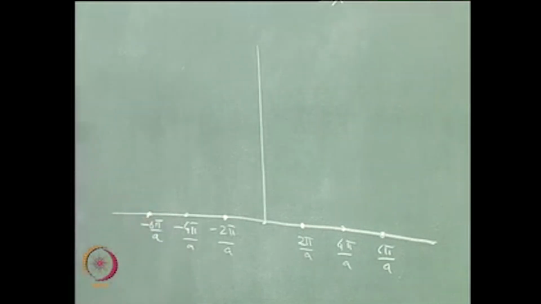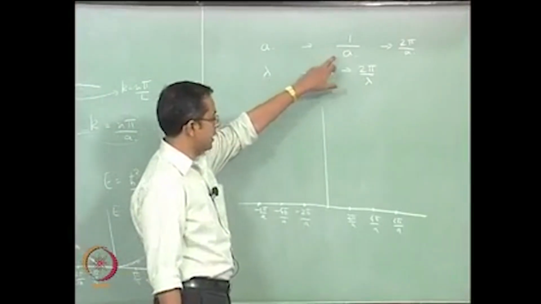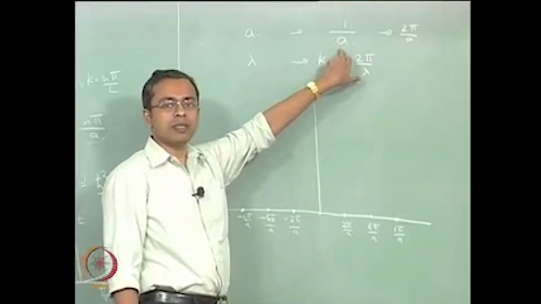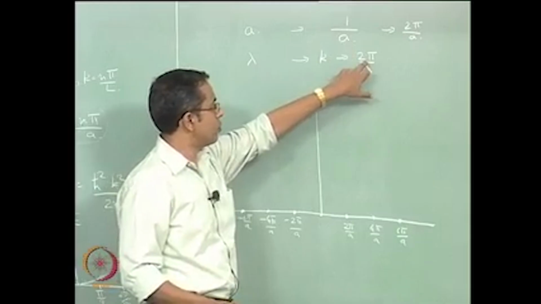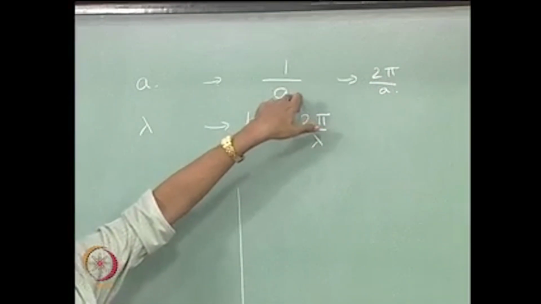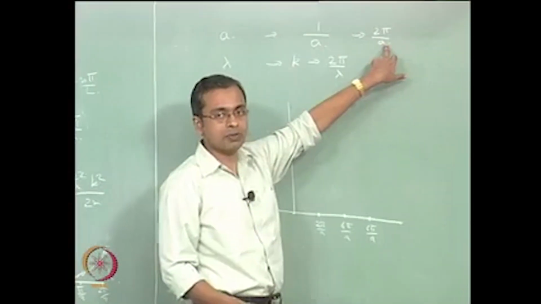So notice carefully what we have done. We have taken a real lattice A, and it is being represented in reciprocal space as 1 by A. We are actually trying to represent all this information not just in reciprocal space but in k space. K space has a scaling factor of 2 pi, so we have multiplied it by 2 pi. So instead of representing the lattice points at 1 by A, we are representing the lattice points in units of multiples of 2 pi by A.